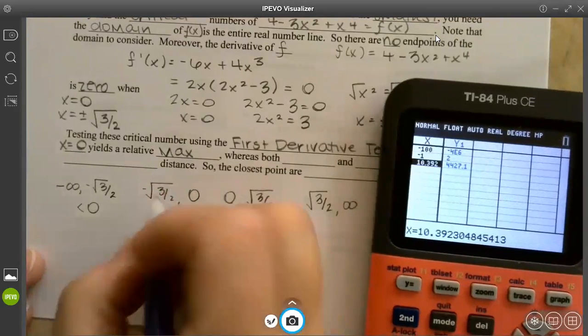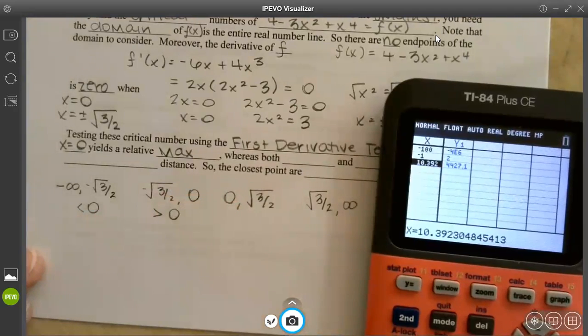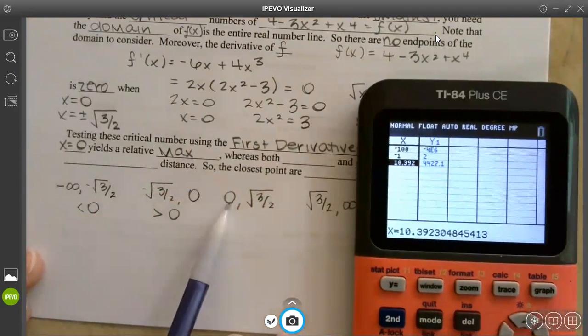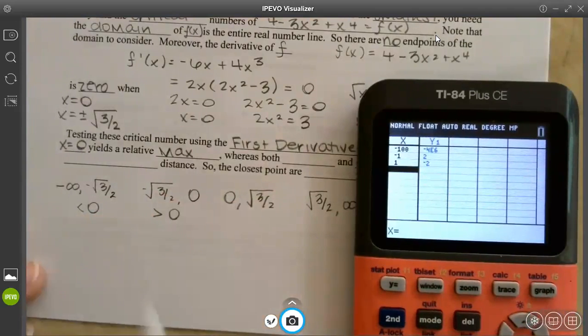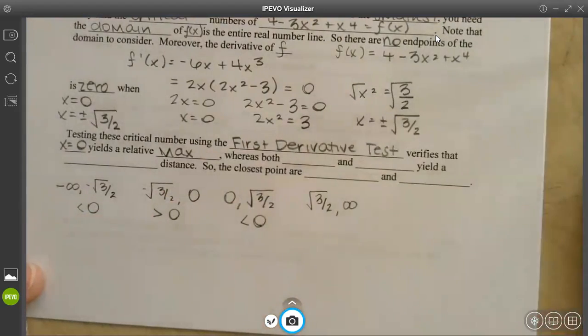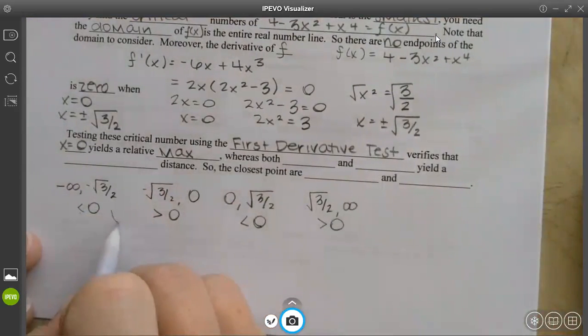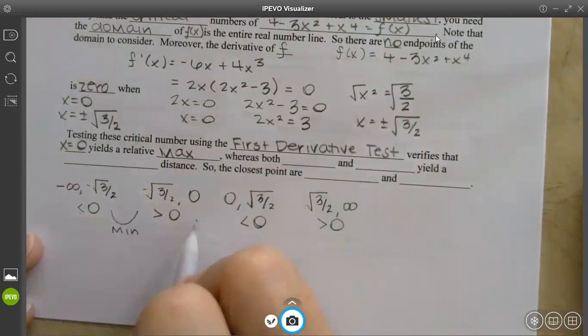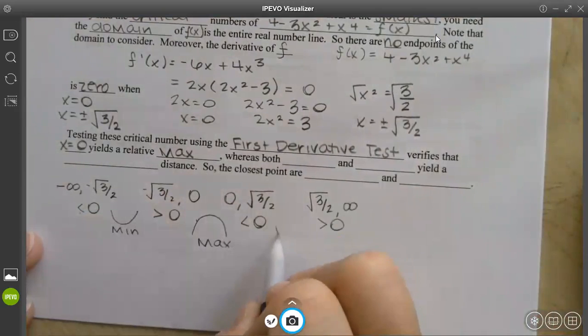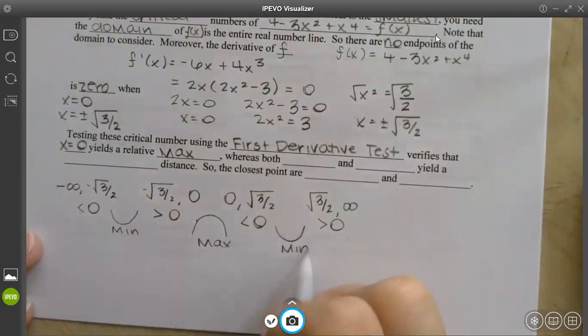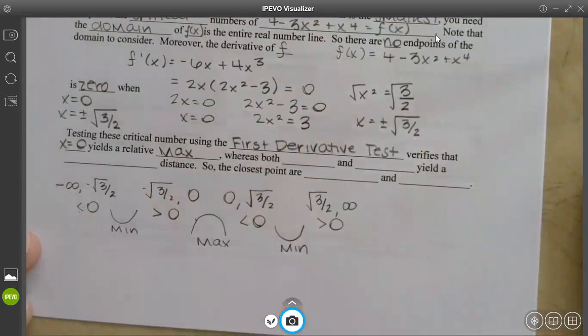Negative 1 gives us a positive. Between 0 and 1.2, 1 gives us a negative. And then I can jump into 100 as well, and that gives me a positive. So this one goes decreasing to increasing. So what's that? Increasing to decreasing. And then decreasing to increasing. Everybody got that? So from the first derivative test, x equals 0 gives a relative maximum.